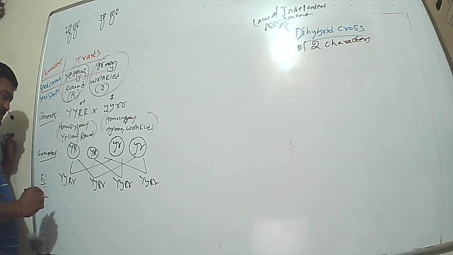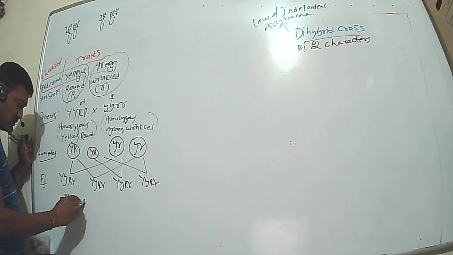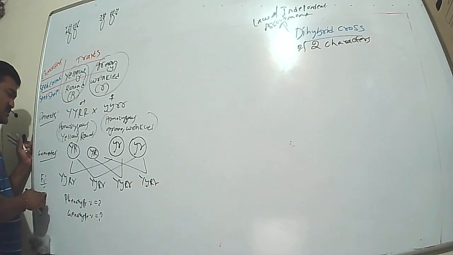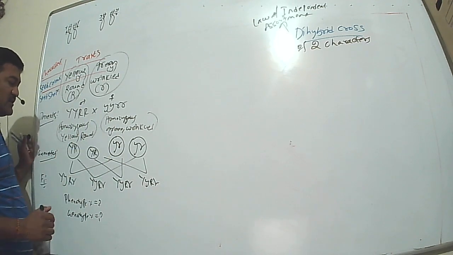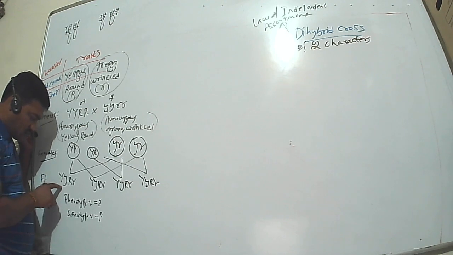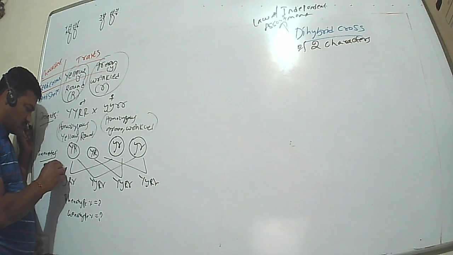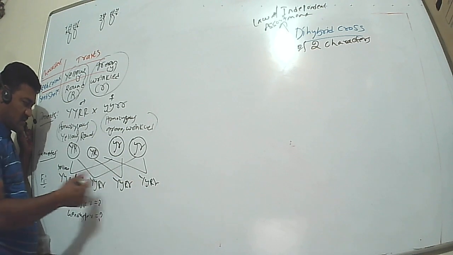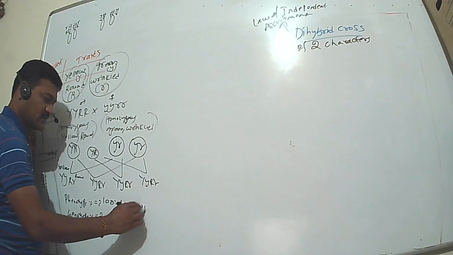So this is F1. If I ask you, what is the phenotype percentage and what is the genotype percentage of the F1 generation when a homozygous yellow round parent is crossed with a homozygous green wrinkled parent? What do I get? Tell me, is this yellow or green? Capital Y, small y, it's yellow. And capital R, small r, is it round or wrinkled? It's round. And the same thing with all, because all are the same. So I get 100% yellow round.